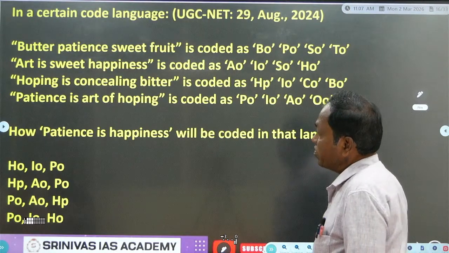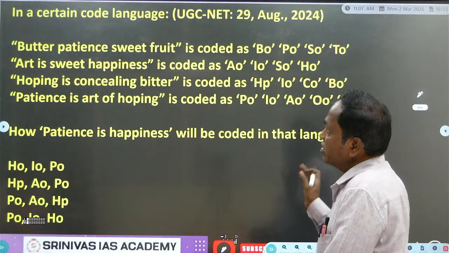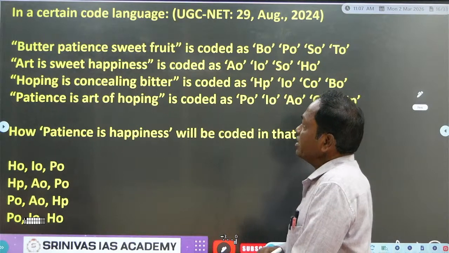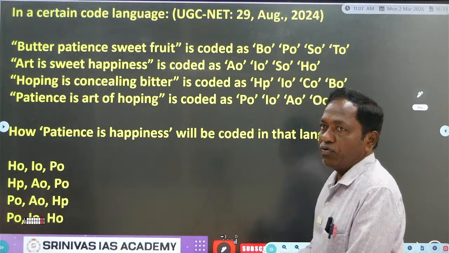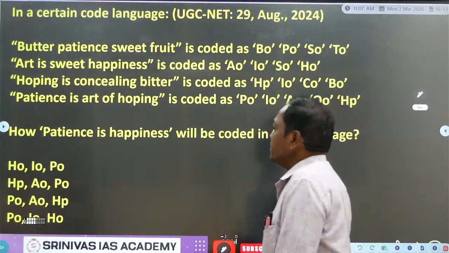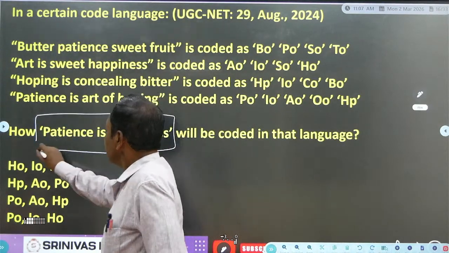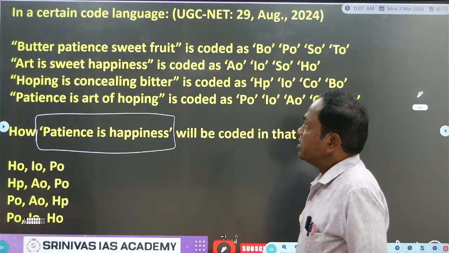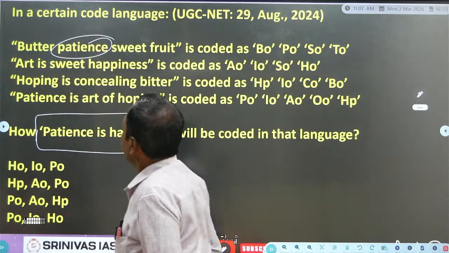Now you do it. For this, butter patient sweet fruit is coded as something. What is sweet happiness? Hoping is concealing bitter. Patience is art of hoping. Anyway, let the words be. How is patience happiness? That is the way to find. Patience, patience is what? Where do you see the patience here? First one and last.